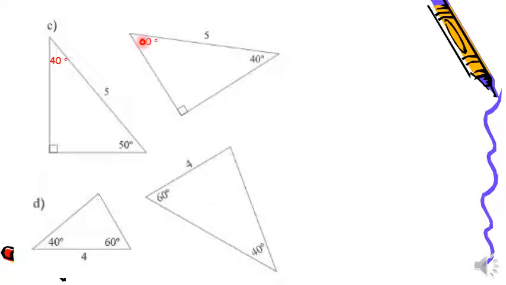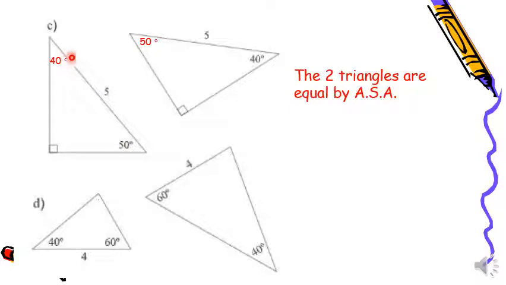So now let's look again. Can we prove these two triangles are equal? Here I have 40 equal to 40. I have an adjacent side 5 equal to 5 and 50 is equal to 50. So yes, these two triangles are equal by angle, side, angle. I choose the elements that are consecutive or that are adjacent to each other. Angle, side, angle, beside each other.